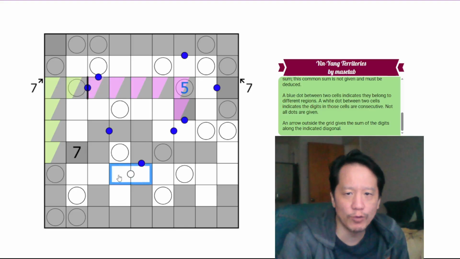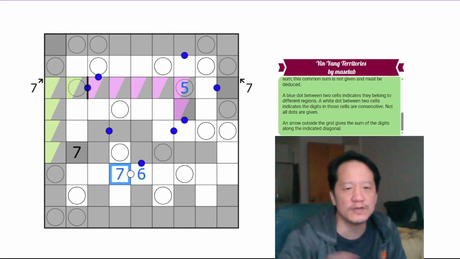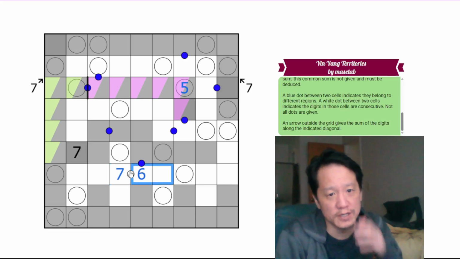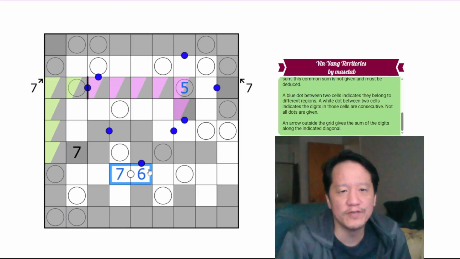We have also one white dot, where a white dot between two cells indicates the digits in those cells are consecutive, and not all dots are necessarily given. So say this was a 6, this would have to be 5 or 7 to be consecutive between these two digits. But there's nothing saying anything about having a border between these. So these are not necessarily in different regions. They could be in the same region here. And that's an example of how the white dots work.